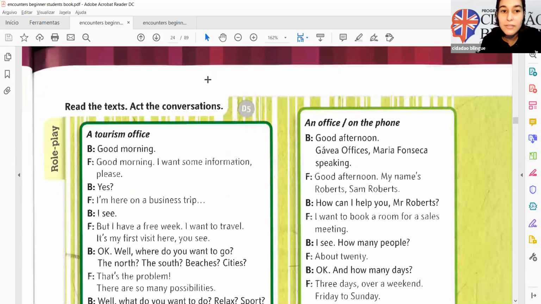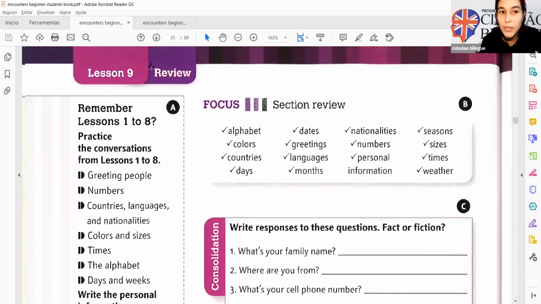Tá bom? E também fica para homework a lesson 9, a review, ok? Também fica para homework essa lição 9, que é uma revisão, tá bom? Ela é inteira homework, tá ok? Para segunda-feira. Ok? Tá ok, teacher.